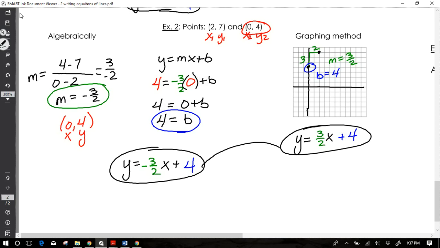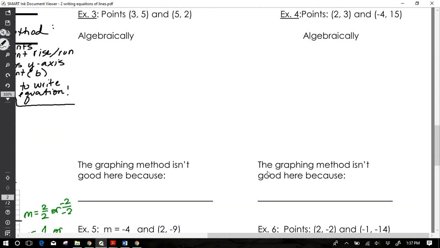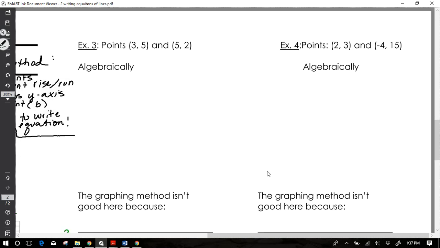Here's what I'd like for you to do now. We have done both examples 1 and 2 together using both methods. What I want you to really do now, though, is to practice just the algebraic method in example 3.